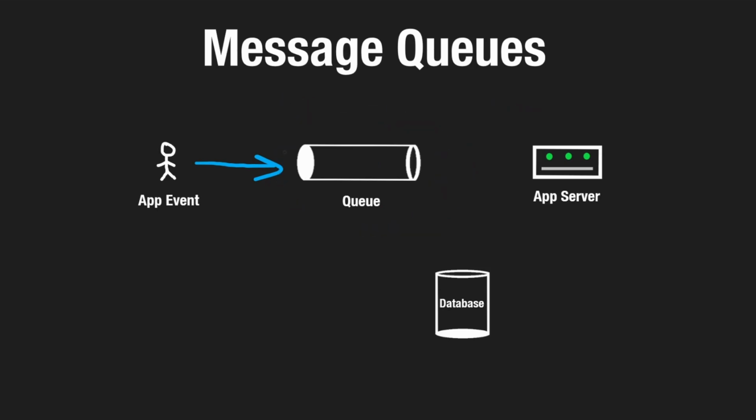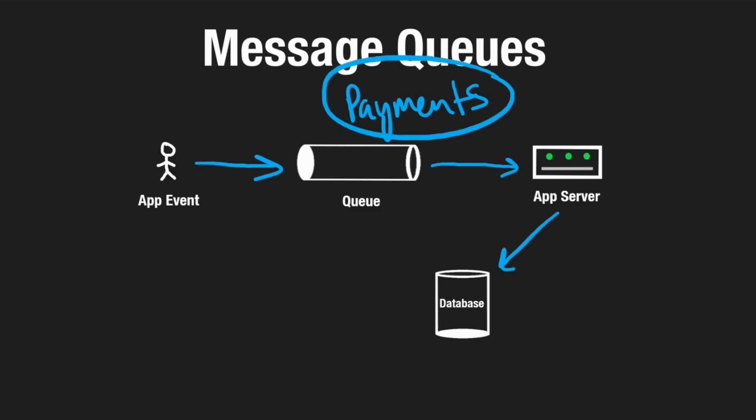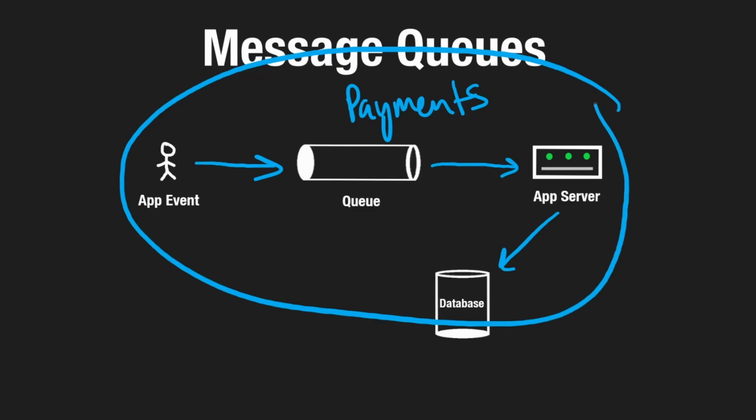So what will happen is those events will be sent to another component called our message queue. And then from that message queue, those events will go to our application server. And then finally, our server will process those events. Let's take payments, for example. Payments maybe take a long time to process on our server. Maybe we have to do some analytics data on them. And after we've processed the payment, we write something to our database, like that transaction. So this is a pretty basic scenario of using a message queue.